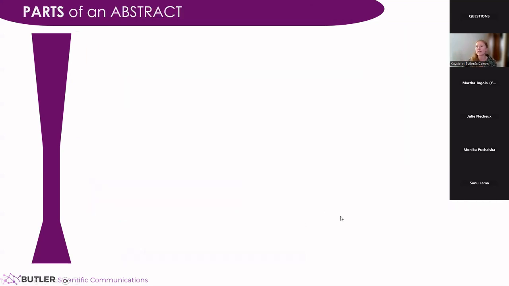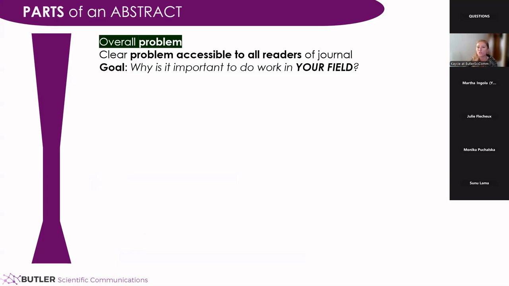And so looking at how this all comes together in our abstract, let's talk about first the different things that I'm going to look for in an abstract, and then I'm going to show you some examples. We're going to talk about how they all come together in one abstract. So the different parts of an abstract that we're going to focus on here today. First, we're going to focus on an overall problem.